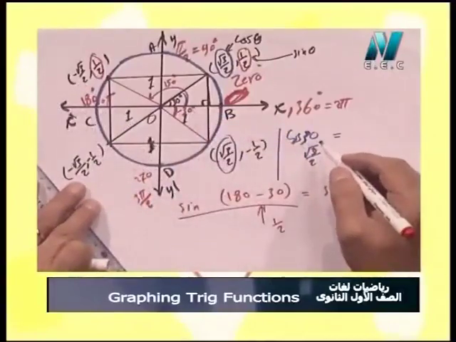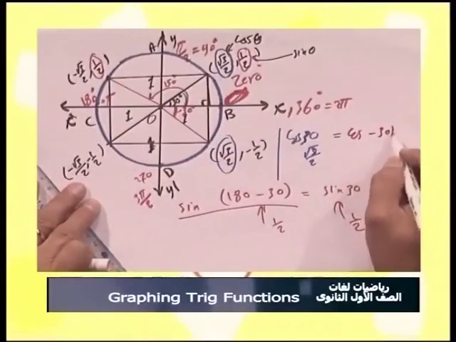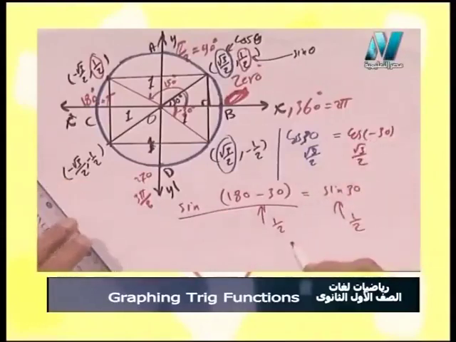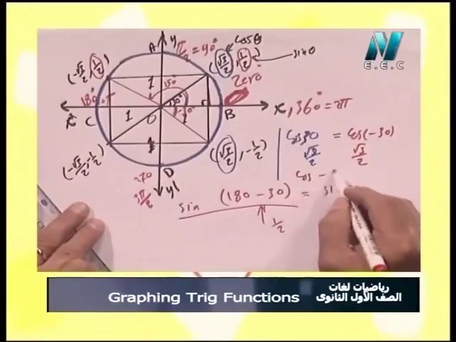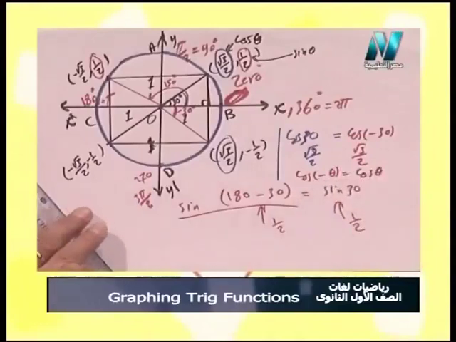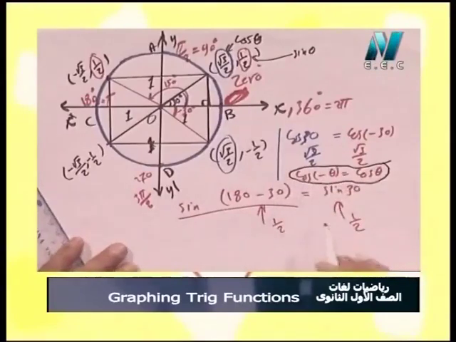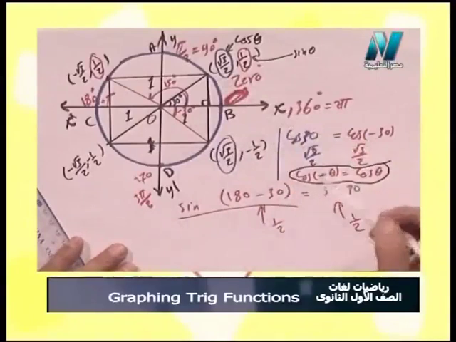So cosine 30 here equals cosine negative 30, which is root 3 over 2. So we can deduce that cosine negative theta equals cosine theta. It's very important to know why relations are like that. Cosine negative theta equals cosine theta, so in negative it doesn't matter for cosine.